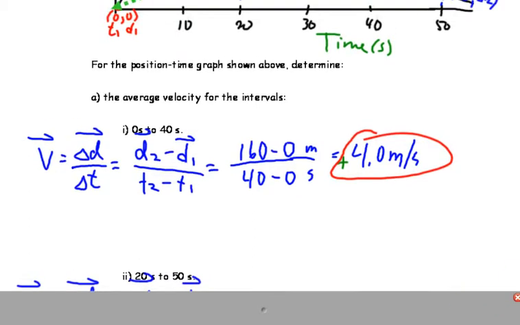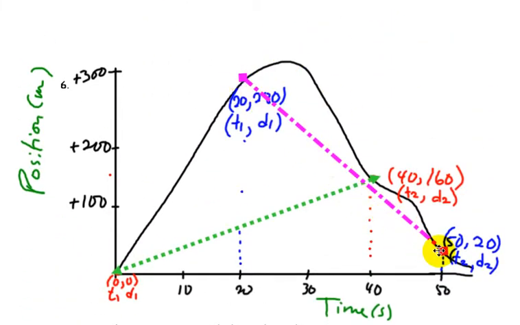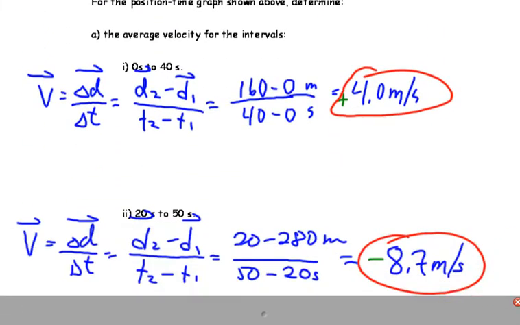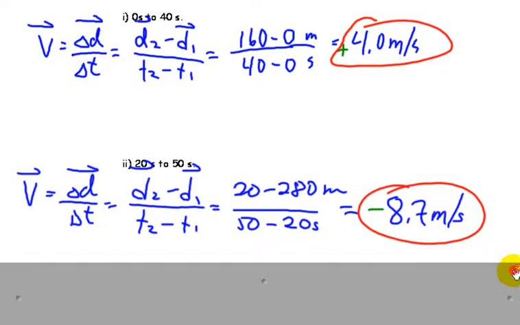And if we're looking from 20 to 50, at a time of 20 it works out to be around 280 meters in the positive direction, and at 50 it's, if you look at your graph, plus 20. So my T1, D1 point and my T2, D2 point: D2 minus D1, 20 minus 280 over T2 minus T1, 50 minus 20. So we do get a negative answer there, and we should because we're going in the opposite direction there. So minus 8.7 meters per second.